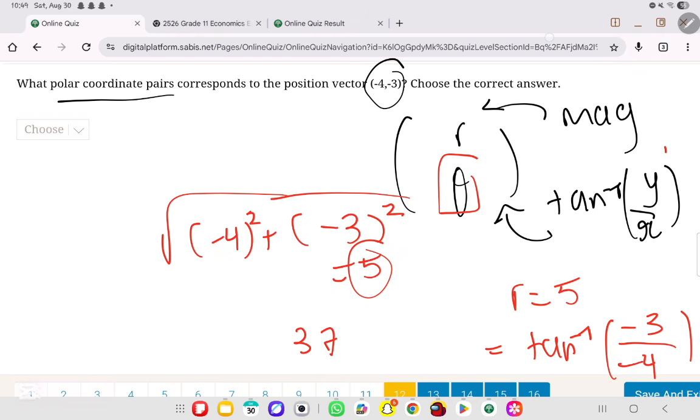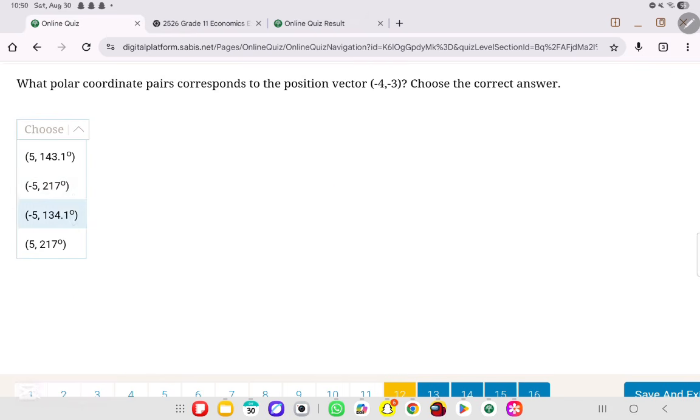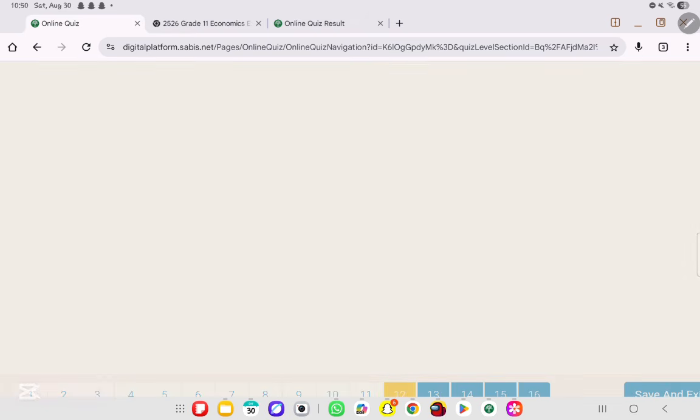But there is a trick. What is the trick? Our x is negative. If our x is negative, we will directly add 180. So, a new rule: if x is negative, you directly add 180 to theta. So it's going to be 37 plus 180, which is 217. Now we have r, which is 5, and theta, which is 217. There we go. Let's move on to question number 13.